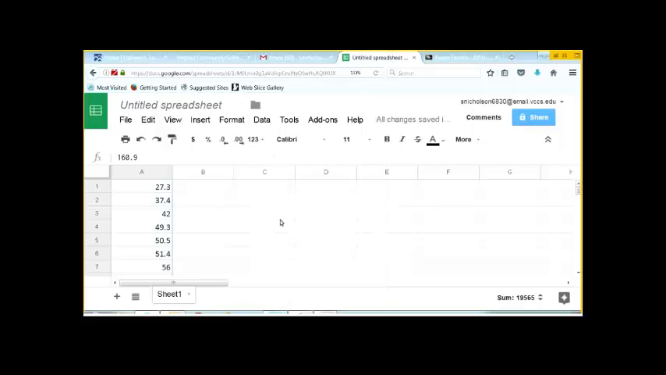Okay, so now it's all sorted. My lowest value in the 200 data points is 27.3, and my highest value is 160.9. So the median is the middle number in that list of numbers.